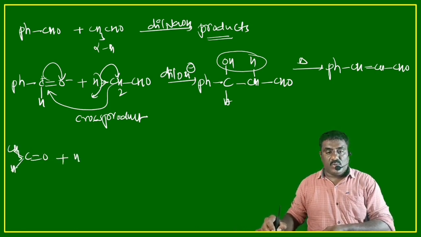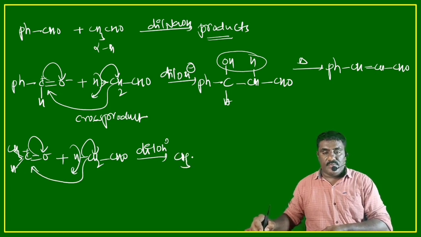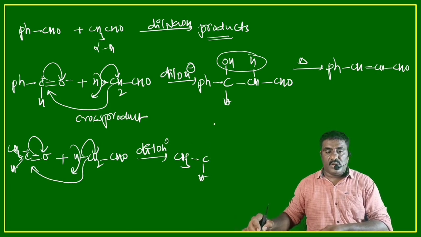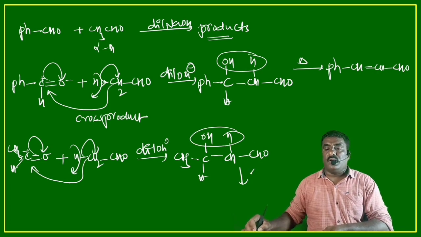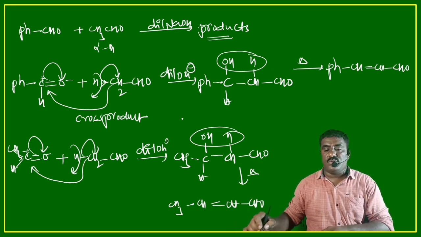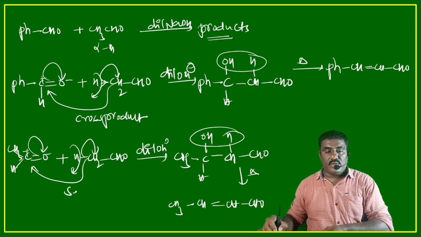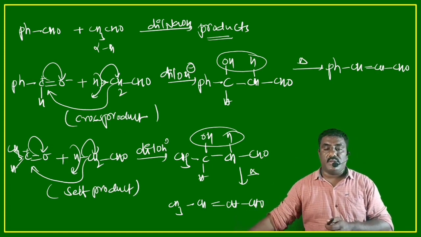CH3CHO. One more acetaldehyde we can write like this. In the presence of dilute base it forms a carbanion, H leaving as H plus. This bond is shifted, positive and negative charge, and it attacks over here, CH3, CH3, H, and here OH and CH, H and CHO. When it is heated, it eliminates water. Dehydration happens to form CH3 CH double bond CHO, giving two products. This is the self condensation product. It is a self condensation product. It is a crossed condensation product. Let's move on.